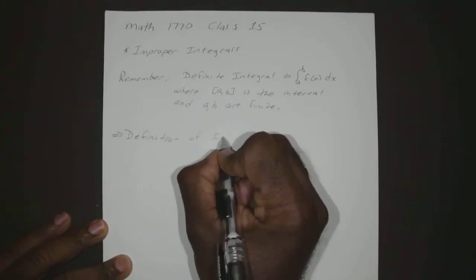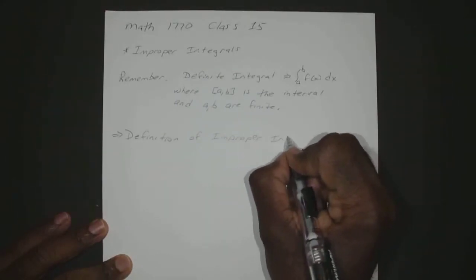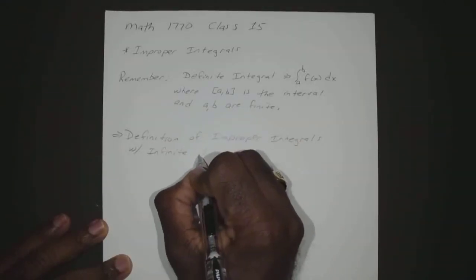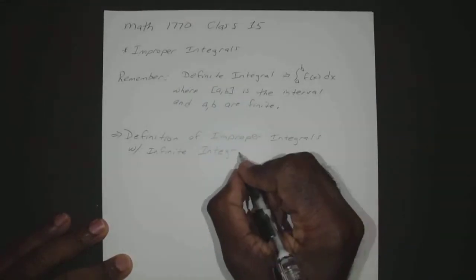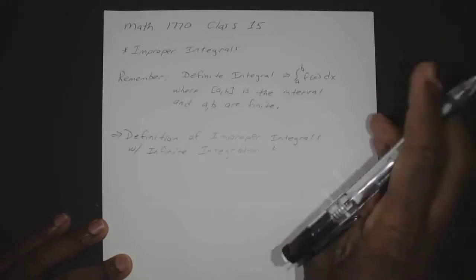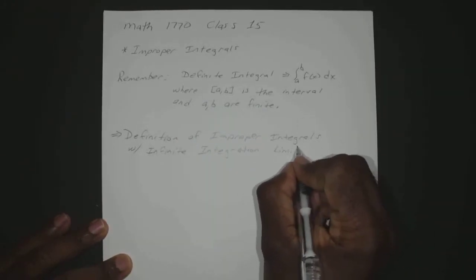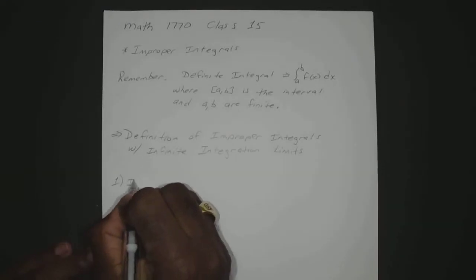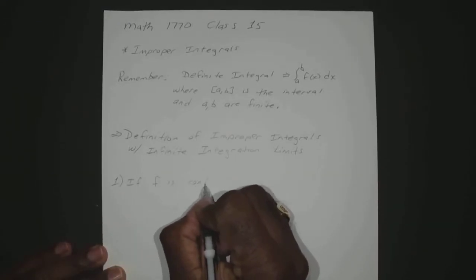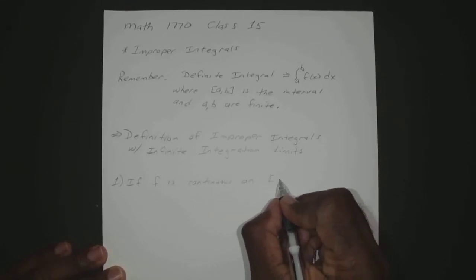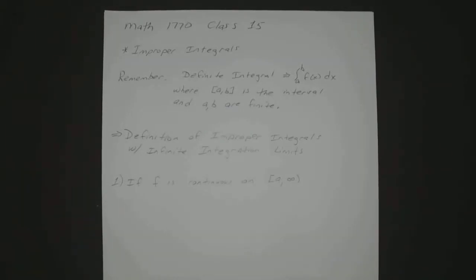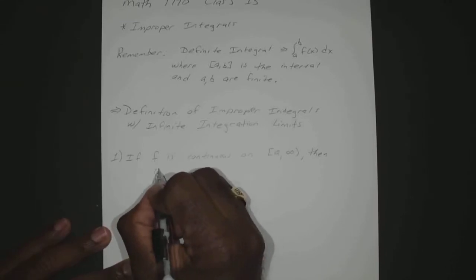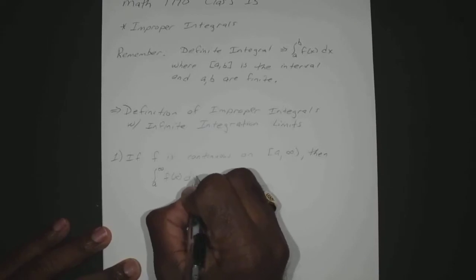Okay, so definition of improper integrals with infinite limits. So let's say for the first one, if a function is continuous on the interval from a to infinity, then we'd have the integral from a to infinity of f of x with respect to x.